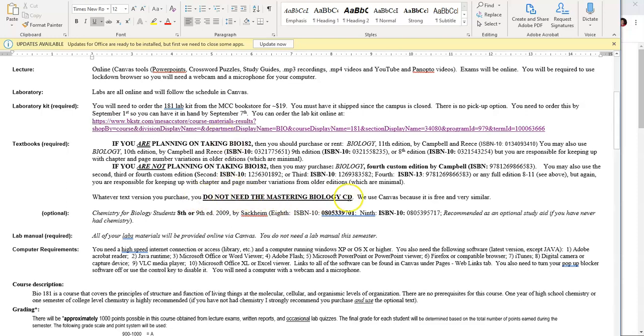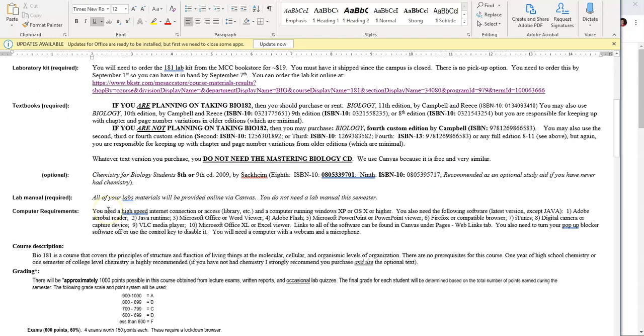You don't need the Mastering Biology CD. We're going to use Canvas instead because it's free. A lot of students don't really read the fine print when they sign up for classes, but this class doesn't require it, but it's strongly recommended that you have at least 1 year of high school chemistry or 1 semester of college chemistry because it's chemistry intensive.